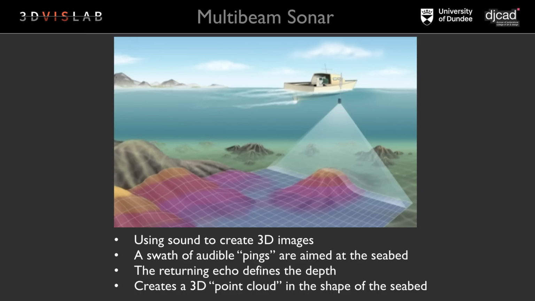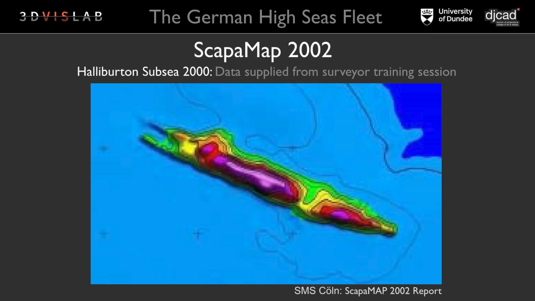And we were using technology, certainly in 2006, which is capable of 256 simultaneous pings of sound. So we're covering a fair range swath of data in one pass. And the resulting data from that would be what we call a 3D point cloud. So it's little points in space that define a surface.